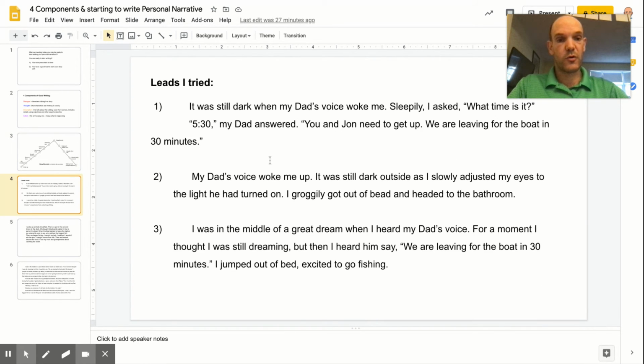And what I told the students was to try a bunch out. So this is one where my dad kind of starts talking. This is one where I was having my dad talking, but then describing opening my eyes as it's dark and groggily getting out of bed. And then the bottom one was in the middle of a dream.